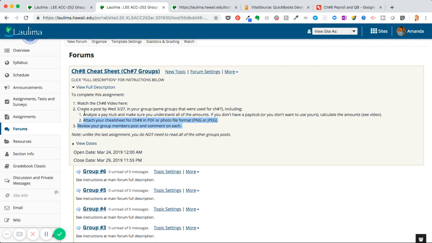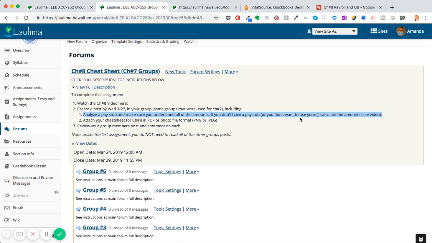And then the second thing you're going to do is analyze your pay stub or any pay stub. Maybe you have a spouse or maybe a child that you can look at that you want to understand. And if you don't have a pay stub or you don't want to use one of your own, you can use an example that's in the book. There's some different paycheck information in the book, and you can use that.